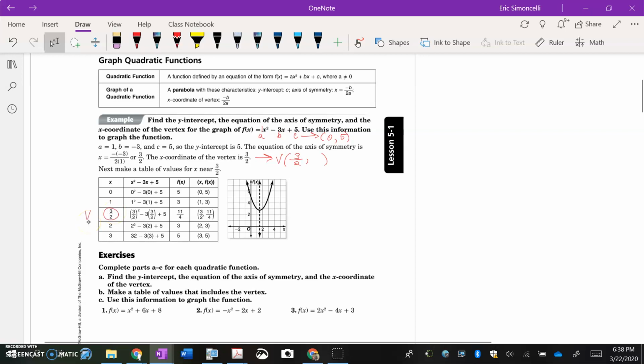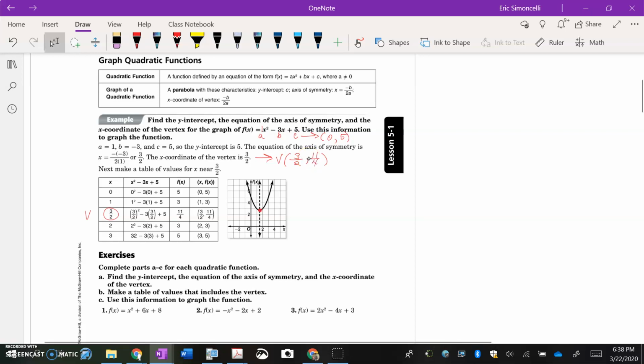I'll use v for vertex again. And simply they've plugged it in. So if you plug in 3 halves for x into the original, you get 3 halves quantity squared minus 3 times the quantity 3 halves plus 5, and you end up with 11 over 4. So this ordered pair right here on the graph, go ahead and plot that, is in fact your vertex.